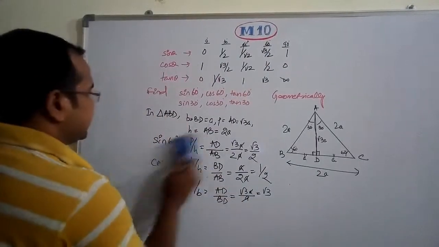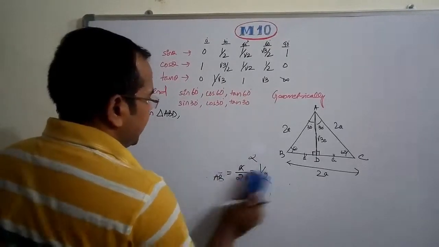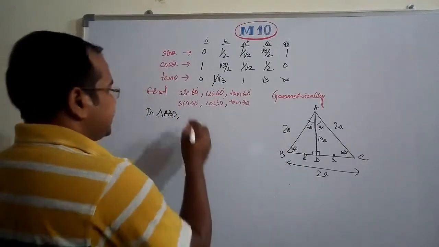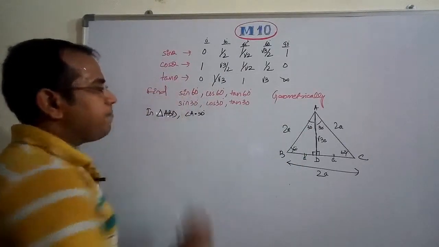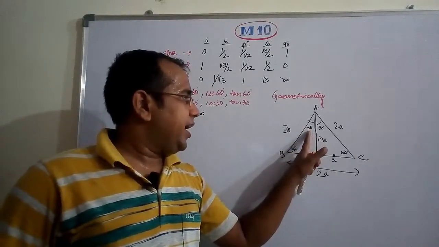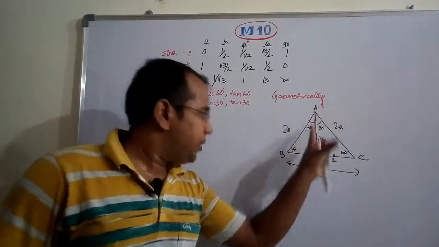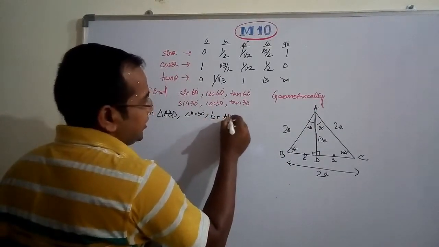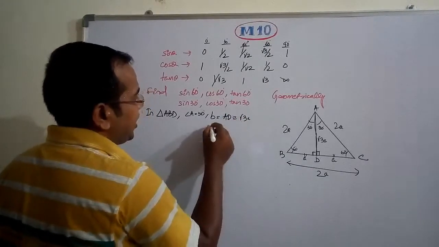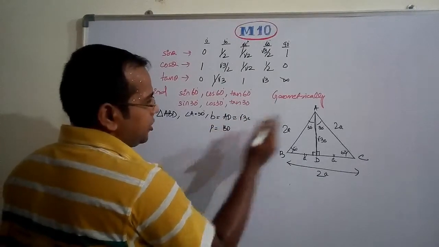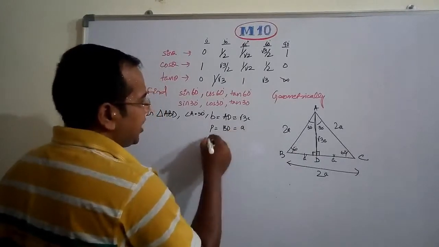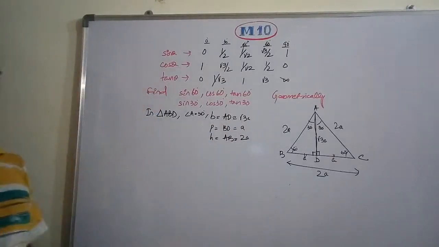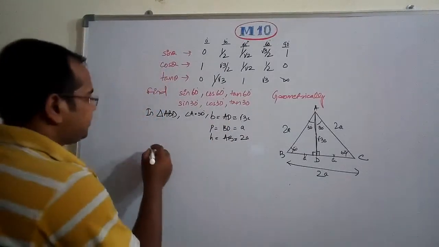Next we will go for 30 degrees. Again we will consider the same triangle because we are getting here angle A is 30 degrees. If we consider this angle A 30 degrees, the adjacent side will be AD, that will be your base. Now the base is AD, that is equal to root 3A. Perpendicular will be BD, the opposite side, that is equal to A. Hypotenuse will remain the same, that is AB, equal to 2A. Now we will find sin 30 first.